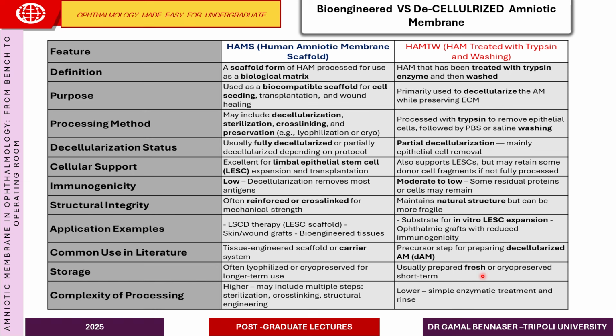Now, as you can understand from this, this carries a highly complex processing and would be more expensive as compared to this one. I would just like to give a differentiation between these two types of bioengineered human amniotic membranes, in case anyone asks you: do you know any example of bioengineered amniotic membrane, and which one is ideal for cell seeding and ex vivo expansion? It will be the HAMS, which is the human amniotic membrane scaffold.